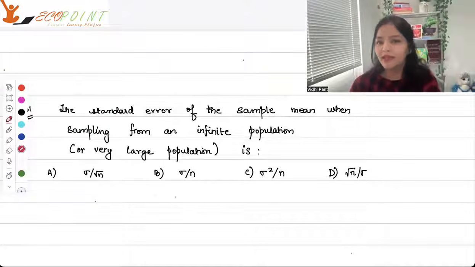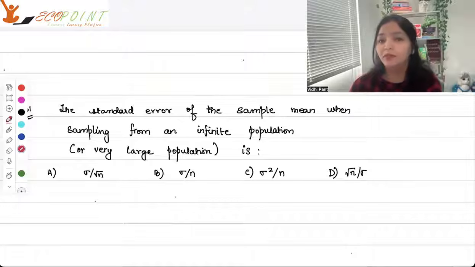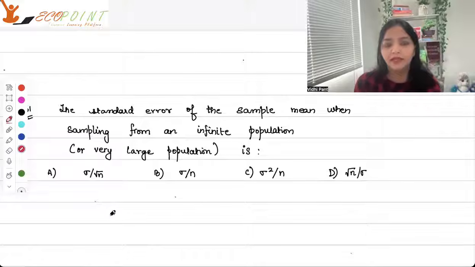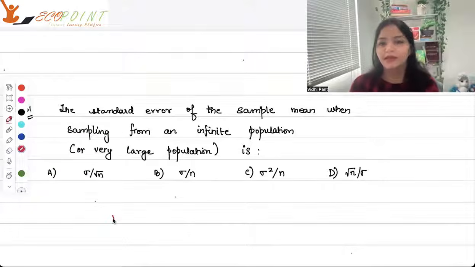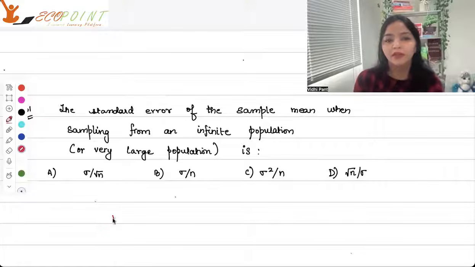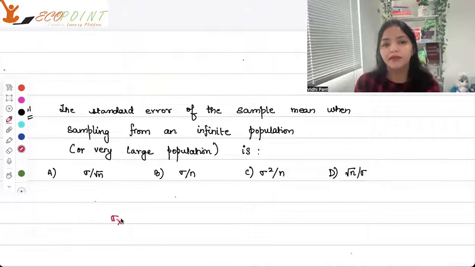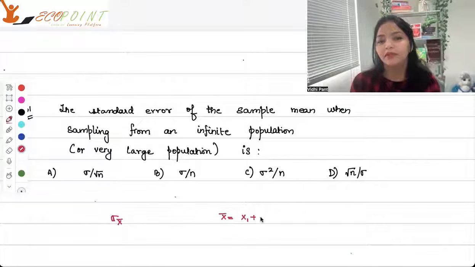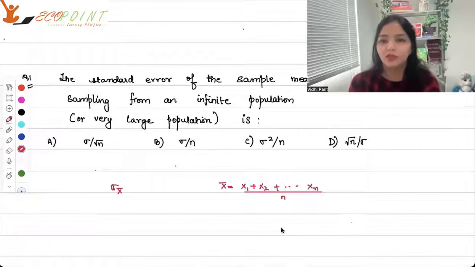The standard error of the sample mean when sampling from an infinite population or a very large population is, well, we know that we are talking about the sampling distribution here, and we wish to find out sigma x bar, where x bar is equal to the sample mean, or mean of the sampling distribution. So it is x1 plus x2 till xn, whole thing upon n. Now, to reach this standard deviation or sampling error, we have to find out the variance.